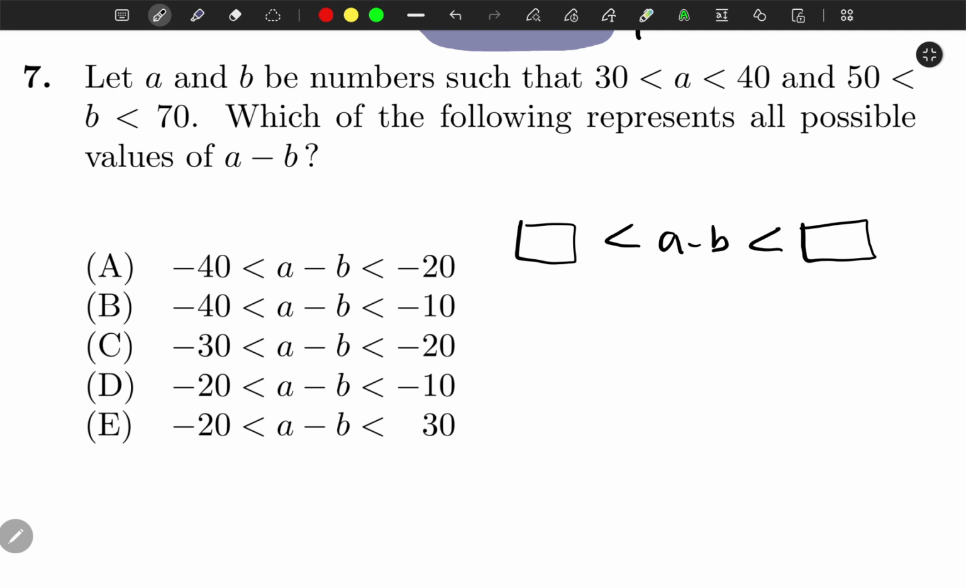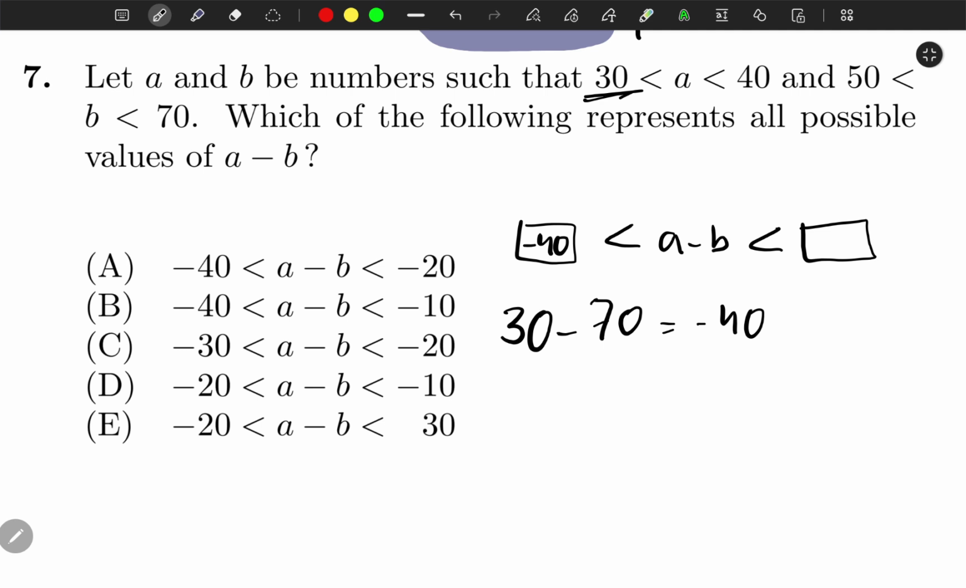Now to find the minimum value, what we'll have to do is we'll have to subtract. We'll do minimum of a, which is going to be 30 in this case. So we'll do 30 minus the maximum of b, which will be 70, right? And that's gonna give us minus 40. Yeah, I think that's what's gonna come over here.